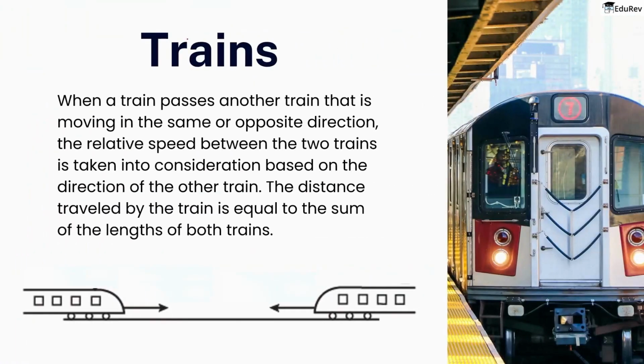Another point. When a train passes another train that is moving in the same or opposite direction, the relative speed between the two trains is taken into consideration based on the direction of the other train. The distance traveled by the train is equal to the sum of the lengths of both trains.